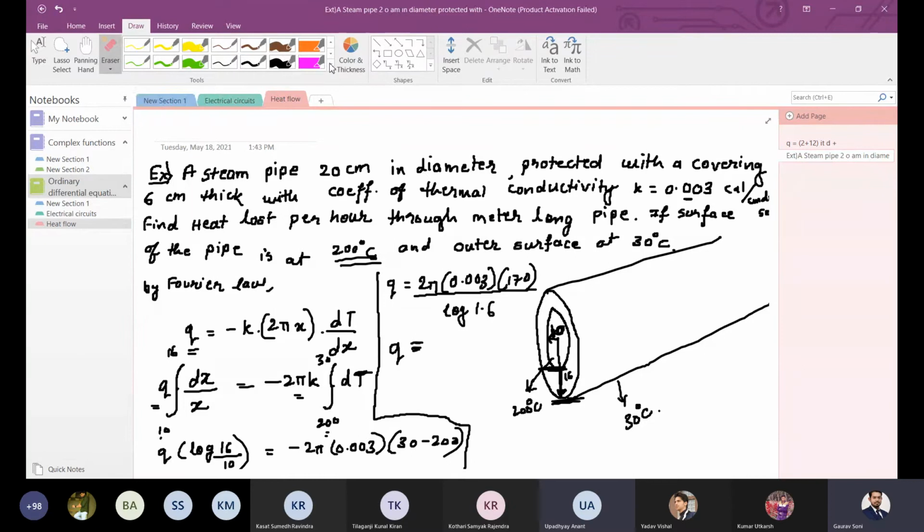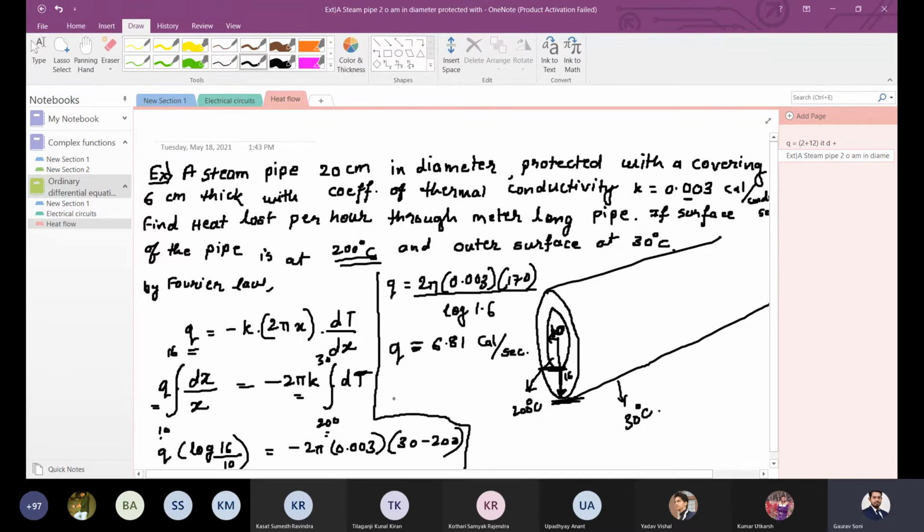What will be the unit? Calorie, sir. Calories per second. This is calories per second. So in 1 second, this much heat is flowing. So what is to be calculated per hour?